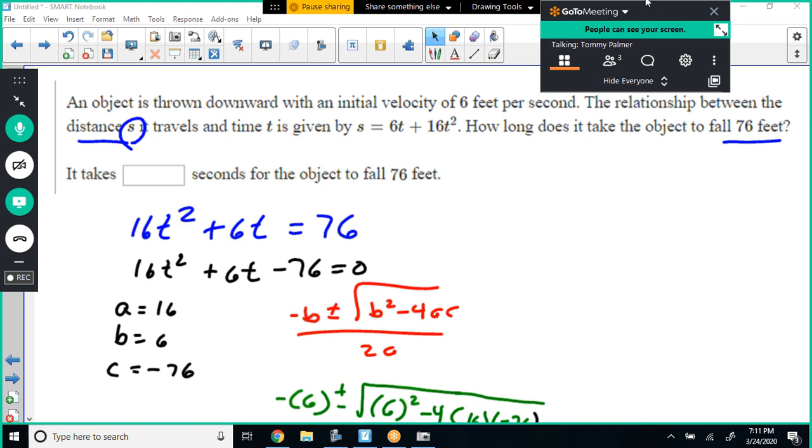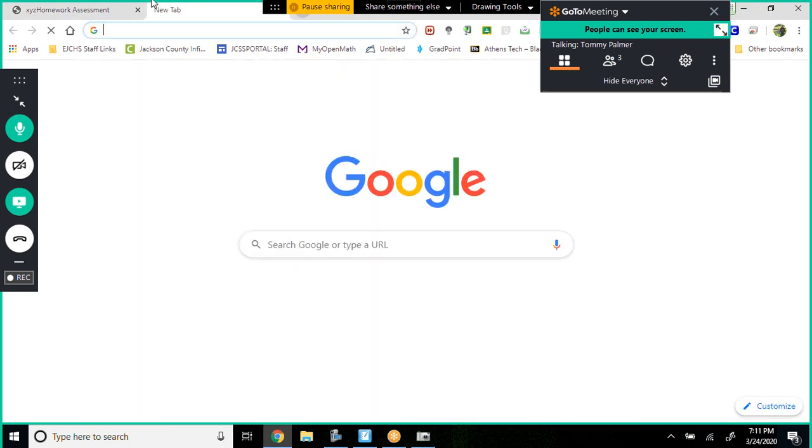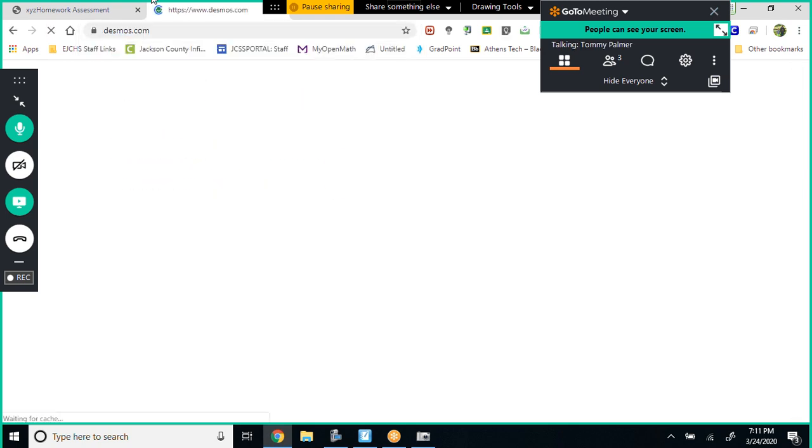So if it ever says complete the square, solve by completing the square, the quadratic formula is a formula-based complete the square. Okay, that's how it's derived. But I want to show you a really cool tool, and this is called Desmos, right?